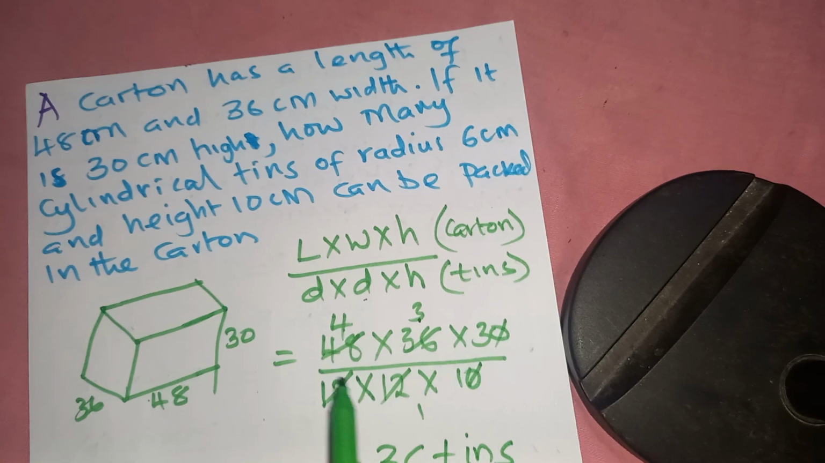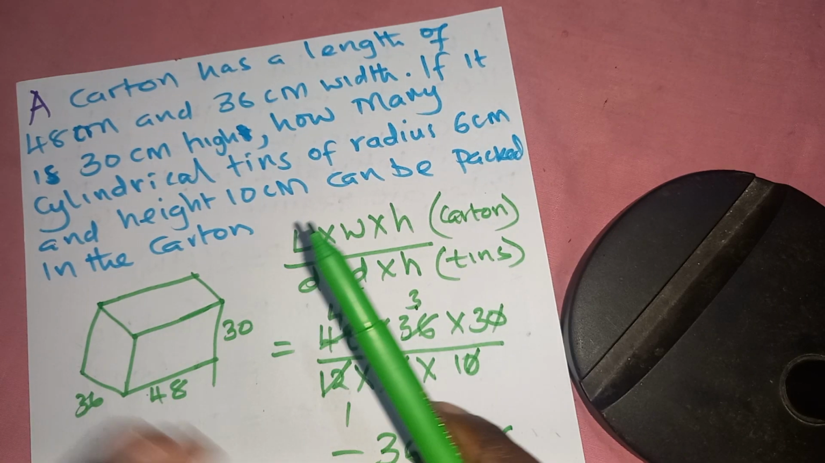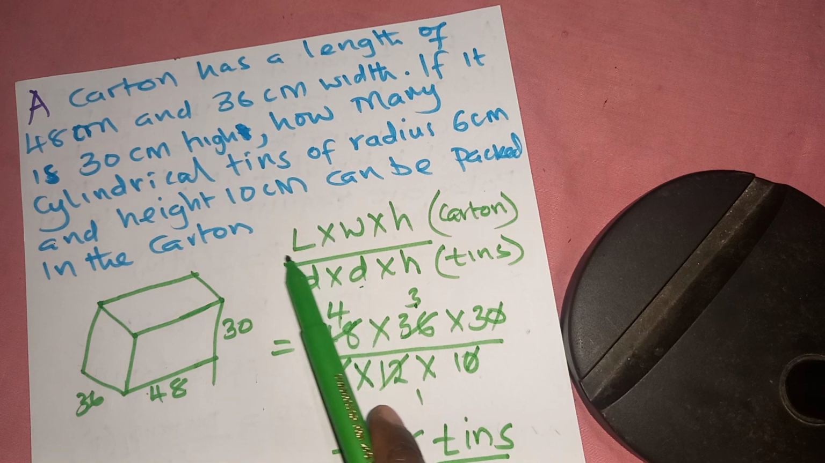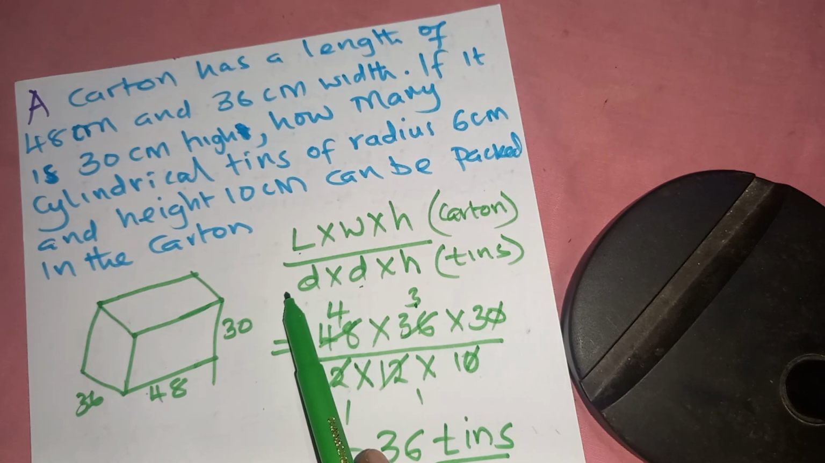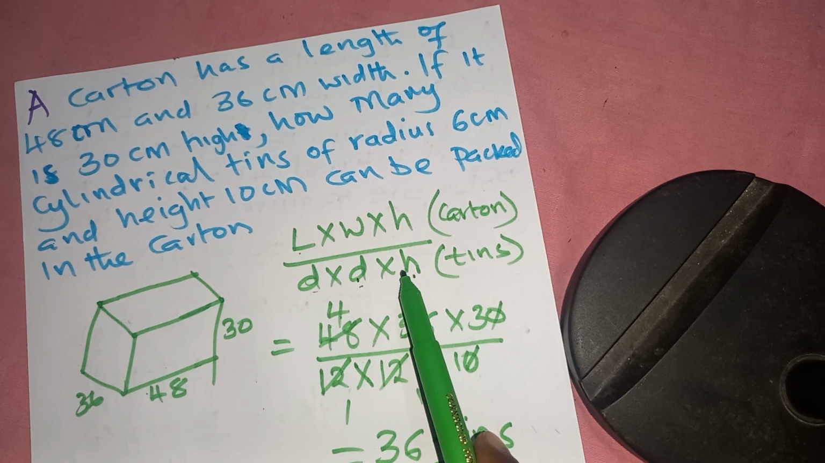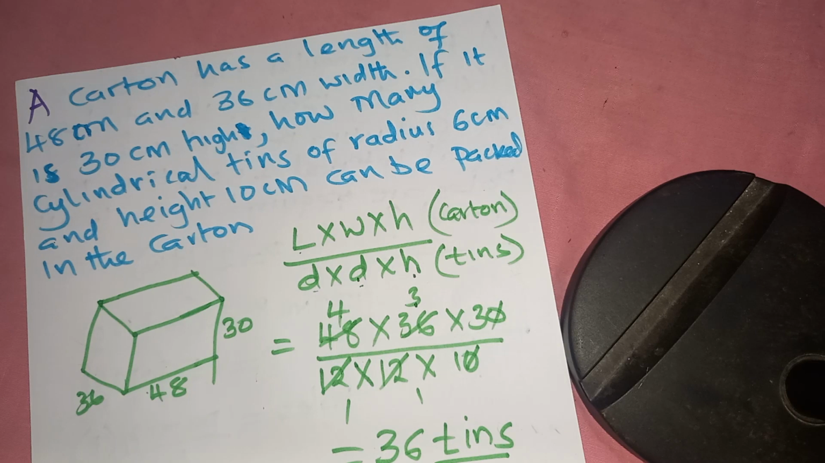So when you are asked the number of tins that can be arranged in the carton, you just divide the volume of the carton by diameter times diameter times the height. That is the formula that you use. So you get the answer direct.